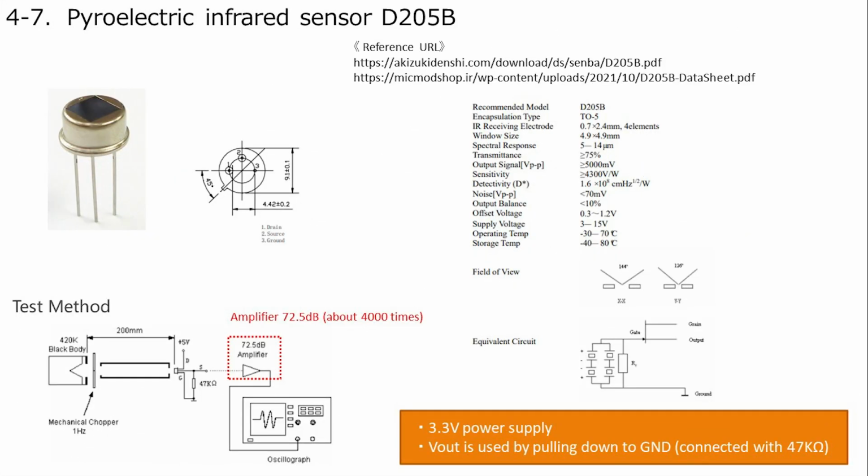Move on. This D205B sensor will also be used via an amplifier as before. Use a 3.3 volts power supply by connecting a pull-down resistor to the signal output. We will also consider whether it can be used easily.